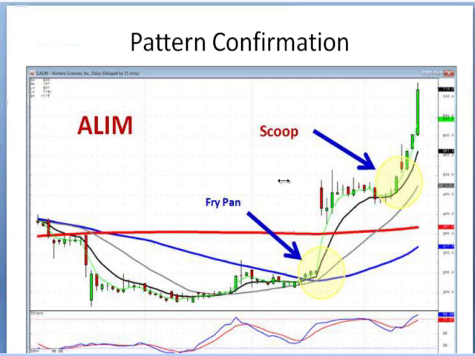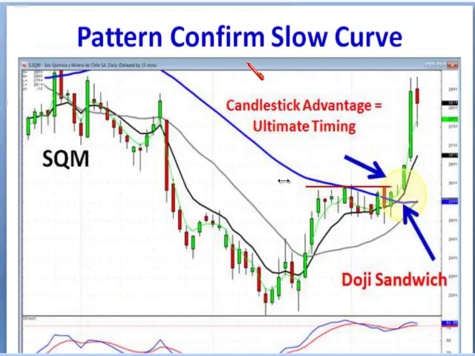That's why we recognize different signals and patterns. There's our slow curve. What's our slow curve telling us? We're building up. And notice where the doji sandwich occurs, right smack dab at the breakout level. So the more pieces of evidence that we can put into our analysis, the higher the probability we're going to be not only in a right trade at the right time, but in a substantial trade at the right time.